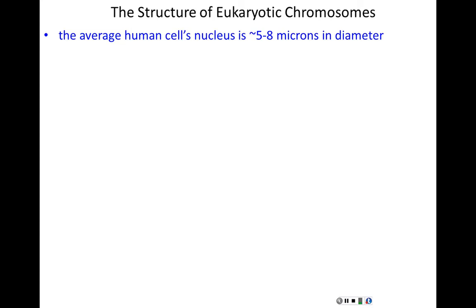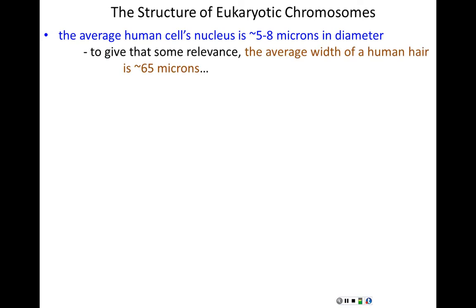All right, so that's the intro portion of the lecture here. Let's move on to talk a little bit about the structure of eukaryotic chromosomes in general. The average diameter of a human cell's nucleus is about 5 to 8 microns, or micrometers in diameter. To give that some frame of reference, the average human hair has a width of about 65 microns. So you're talking somewhere in the neighborhood of about 10 nuclei side by side by side being the width of a single human hair.